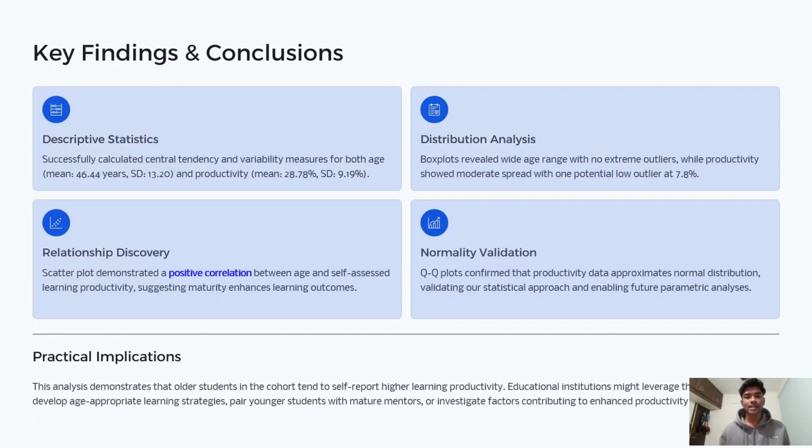Talking about the key findings and conclusion. To summarize, we successfully calculated mean, median, and standard deviation for both variables. Box plots showed the spread clearly, with one possible outlier in productivity. A strong insight emerged from the scatter plot. Age is positively correlated with productivity. Q-Q plots confirm that productivity data is nearly normal, making our analysis reliable. Overall, the study suggests that older students tend to be more productive, possibly due to greater maturity or better learning habits.